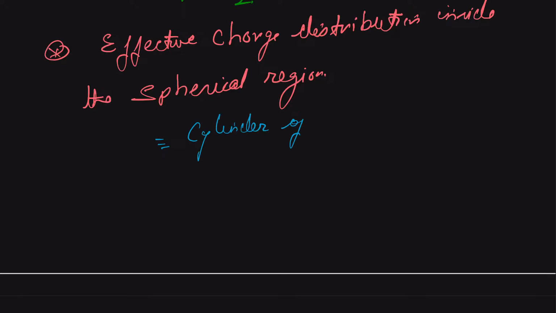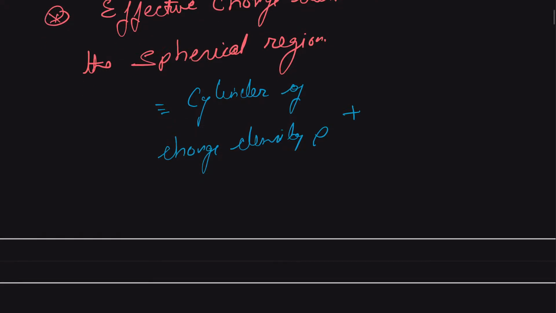cylinder of charge density rho plus sphere of charge density, that charge density will be equal to minus 3 rho by 2.